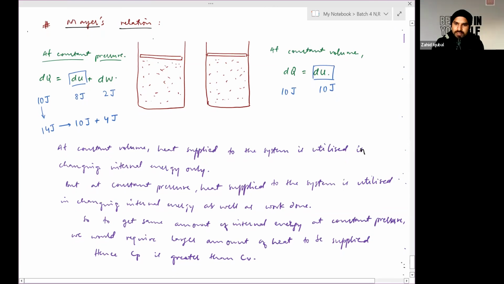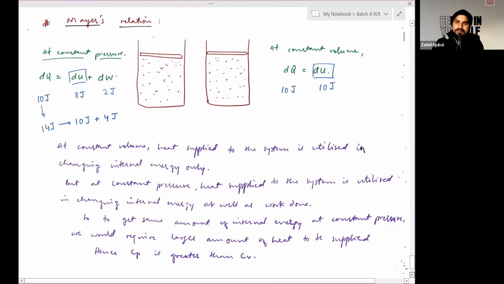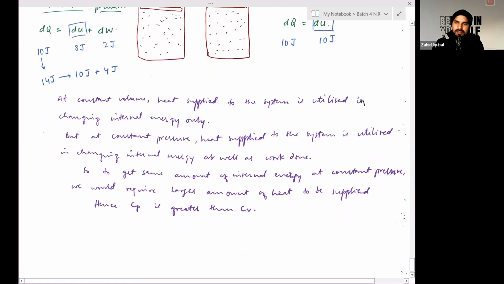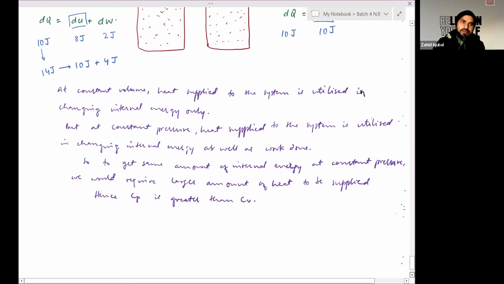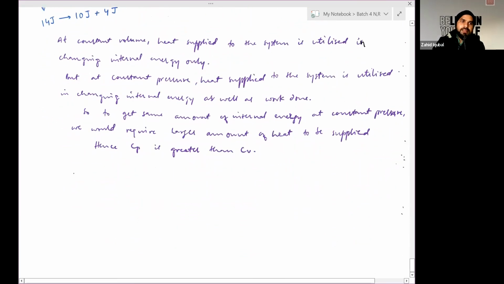Now we have to derive this particular relation mathematically. So we'll say at constant volume, dV equals 0. So work done equals 0. So dq equals dU equals n Cv dT. Let's say this is equation first.